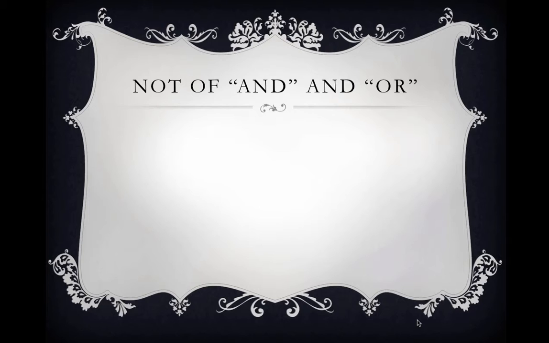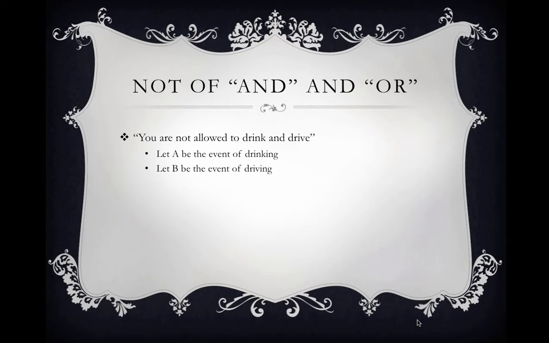However, we can actually do nots of ands and ors. So imagine if we put everything we've been talking about together. Let's say the common phrase that you've heard multiple times and seen on posters all around our school, that you're not allowed to drink and drive. And I hope you never do. So let A be the event of drinking, and B be the event of driving.